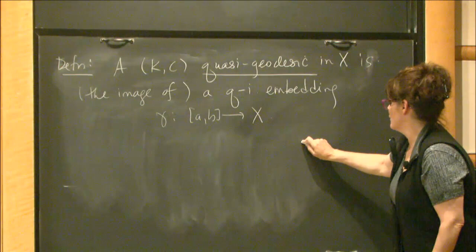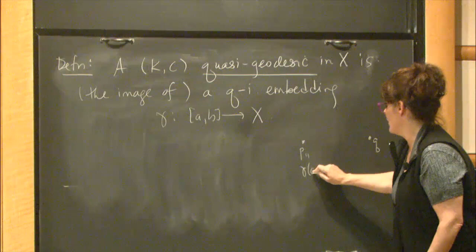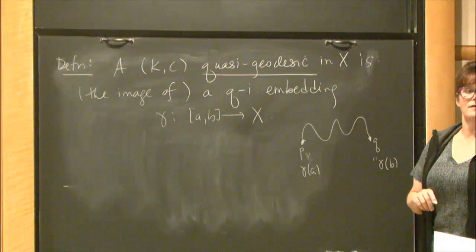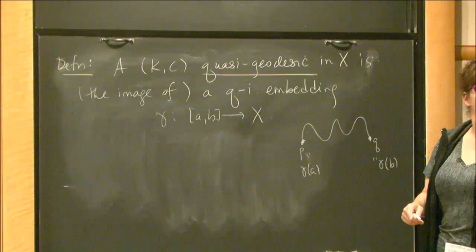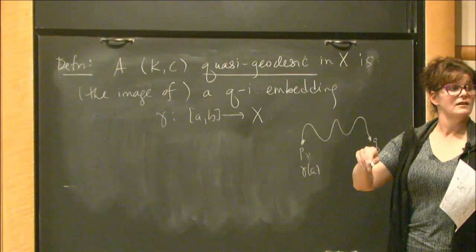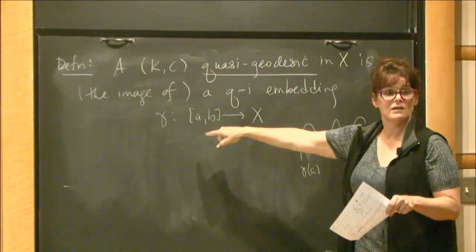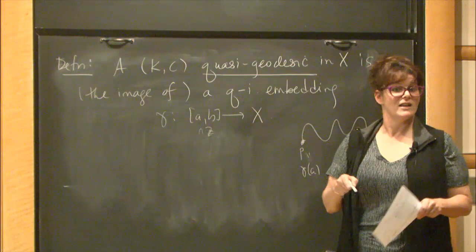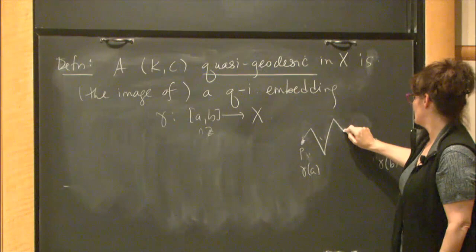So the picture, you might have the beginning and the end, your gamma of A and gamma of B, the two endpoints. The image is some path that looks like that, although it doesn't have to be continuous. I'm drawing it like it's continuous, but there's an important lemma that says I can take a quasi-geodesic, look at some image points, like maybe some discrete set, and join them by geodesics, and I'll still have a quasi-geodesic. That's why it's okay for me to draw it like that, or maybe like this.